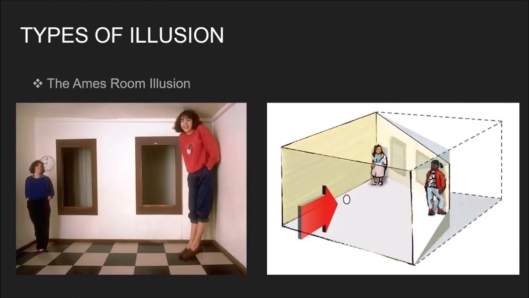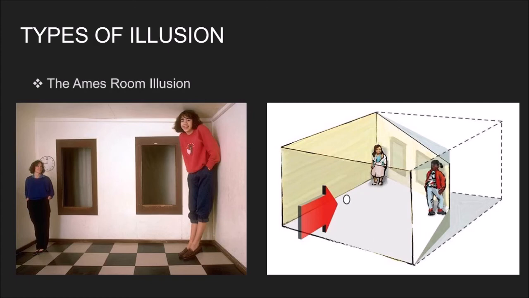Ebbinghaus illusion. It is an optical illusion of relative size perception, discovered by Hermann Ebbinghaus but popularized by Edward B. Titchener. This illusion is also known as Titchener's circles. Now answer this. Which of the following orange circles is smaller? Irrespective of your answer, both orange circles are of the same size. This is known as the Ebbinghaus illusion. The perception of the size of the orange circle depends on the relative sizes of the white circles.